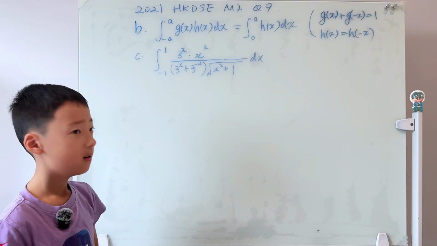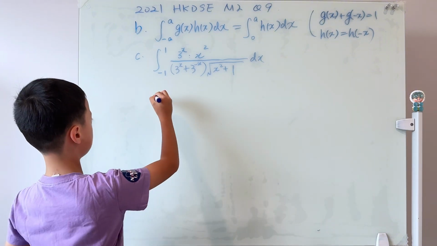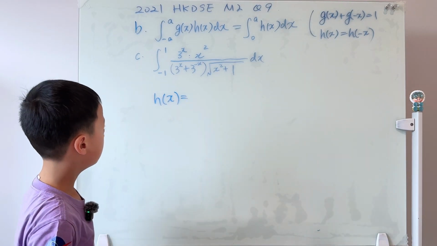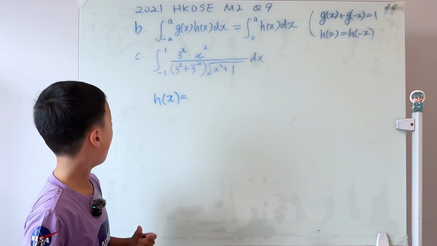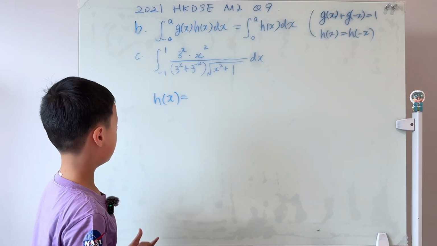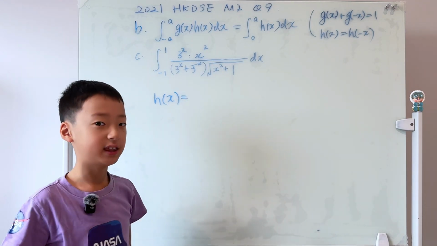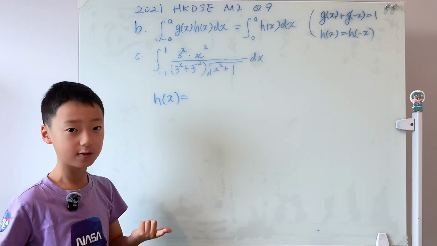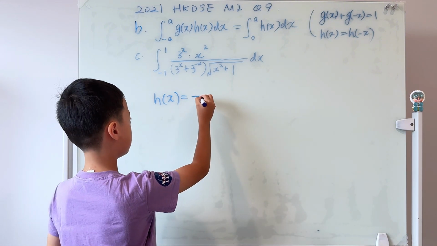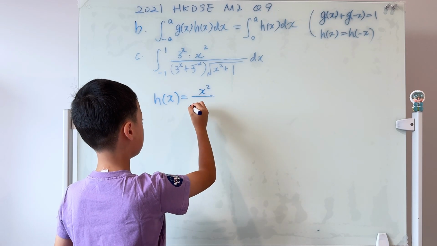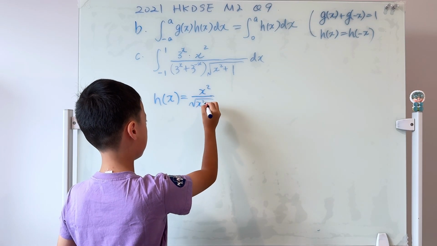So let's think. Let's first work on h(x). There is a very obvious even function in this integral. It's x squared over the square root of x squared plus 1. That's obviously even. You don't even need to think about it. So h(x) can just be x squared over the square root of x squared plus 1.